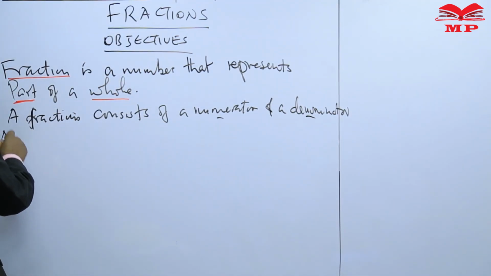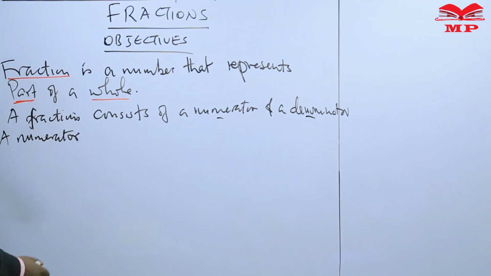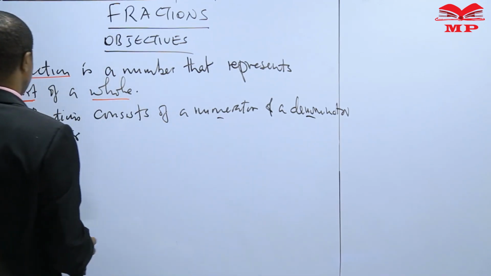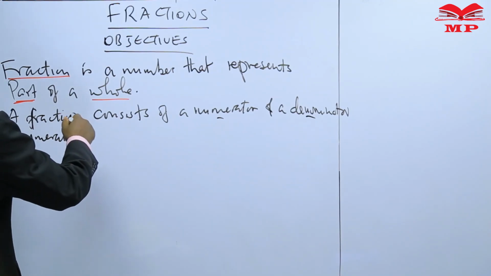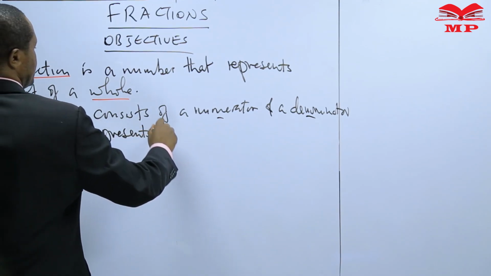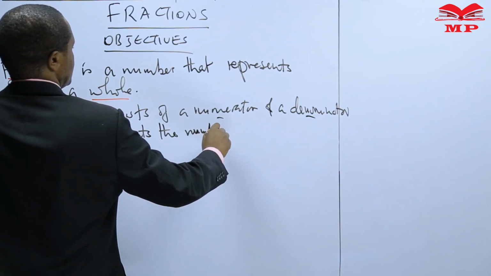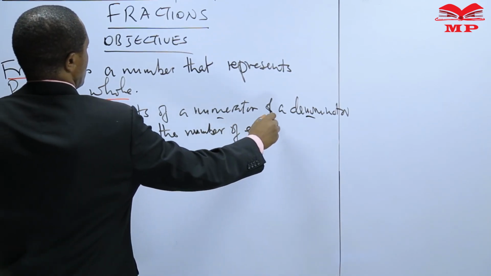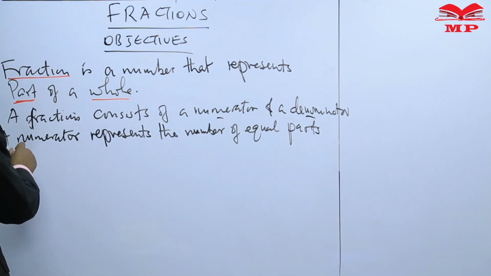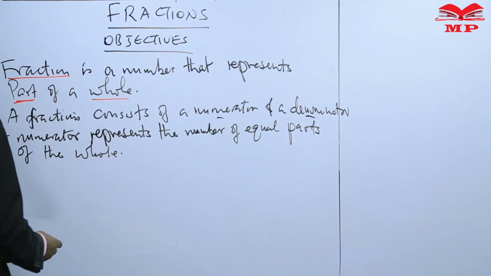A fraction consists of two parts. We have the numerator and the denominator. A numerator represents the number of equal parts of the whole, or of a whole.